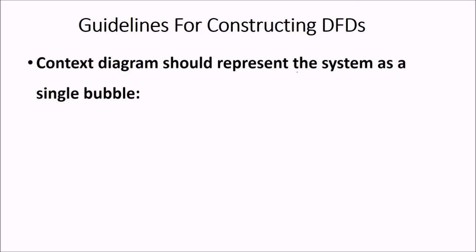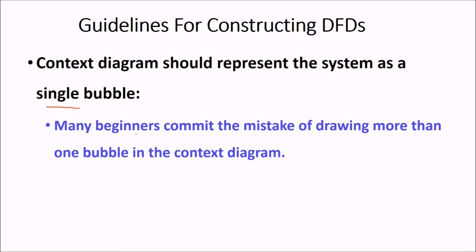The context diagram should represent the system as a single bubble. And we have already seen that in many cases. Many beginners commit the mistake of drawing more than one bubble in the context diagram. It shouldn't be there, only one bubble will suffice.